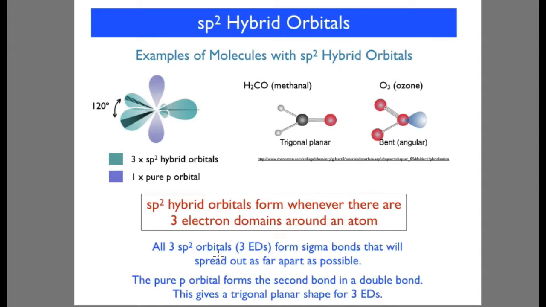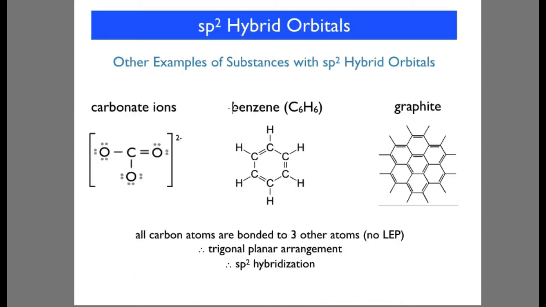All sp2 orbitals with the 3 electron domains form sigma bonds that will spread out as far as possible. The pure p orbital forms a second bond in a double bond. This gives a trigonal planar shape for 3 electron domains. Some other examples of substances with sp2 hybrid orbitals.